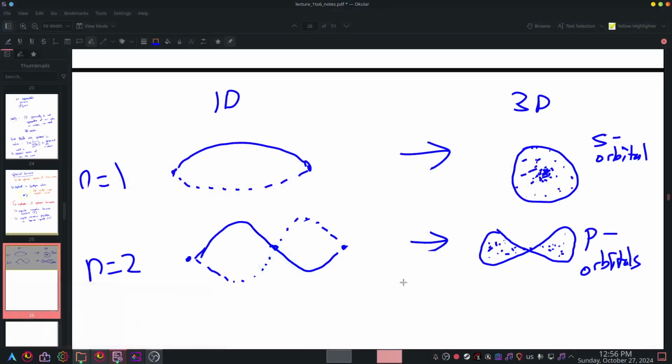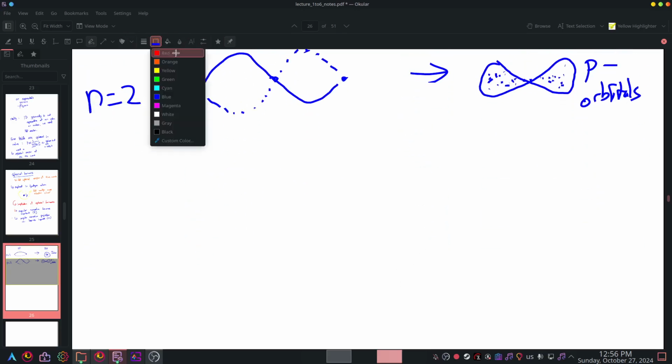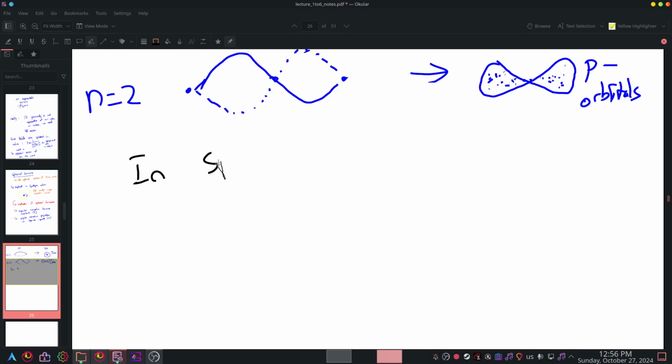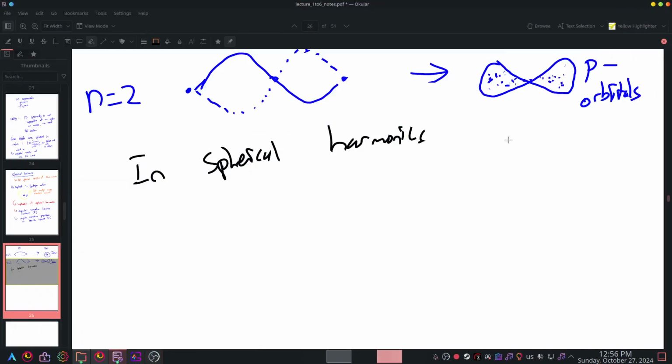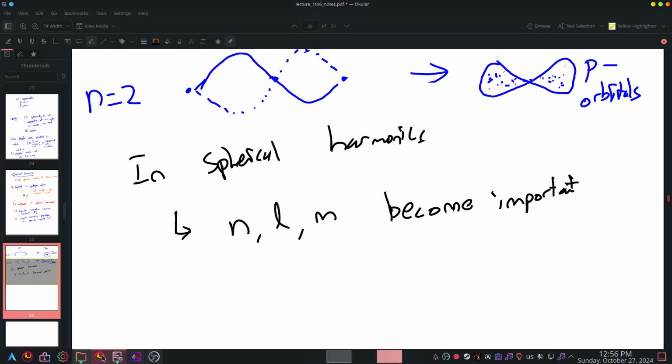And what I'm trying to say is that what is true of the electrons, at least for the nuclear physics context, in spherical harmonics, you need three numbers: n, l, and m. The n, l, and m become important.